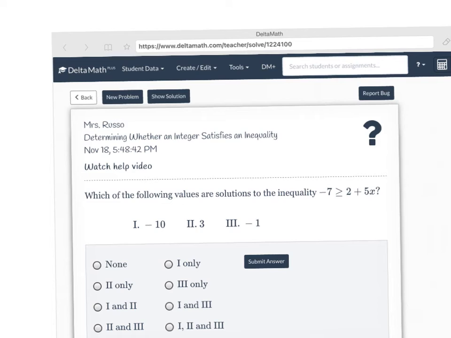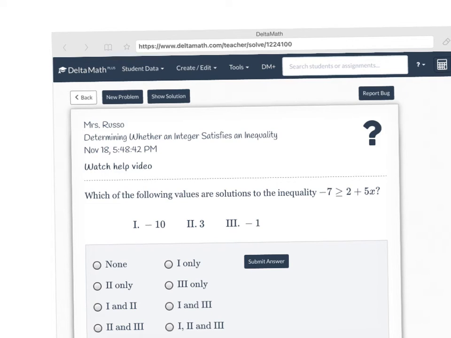Is it choices 1 and 2? Is it 2 only, 1 and 2? So I have to try each one of them and then determine which of these are actually solutions. Well, they're solutions if, when I substitute them in, I get a true statement. So let me start with the first one, -10.